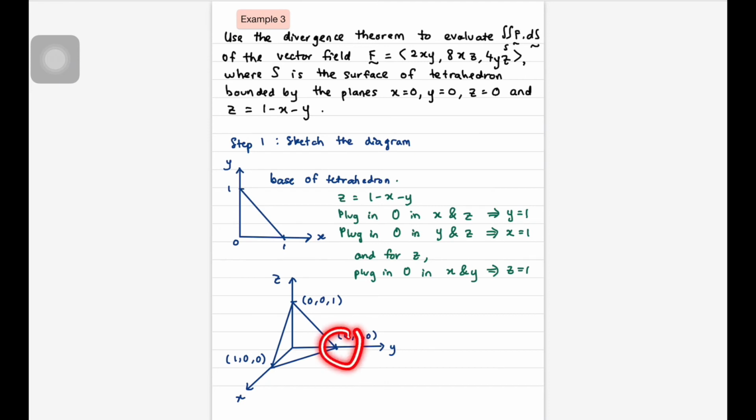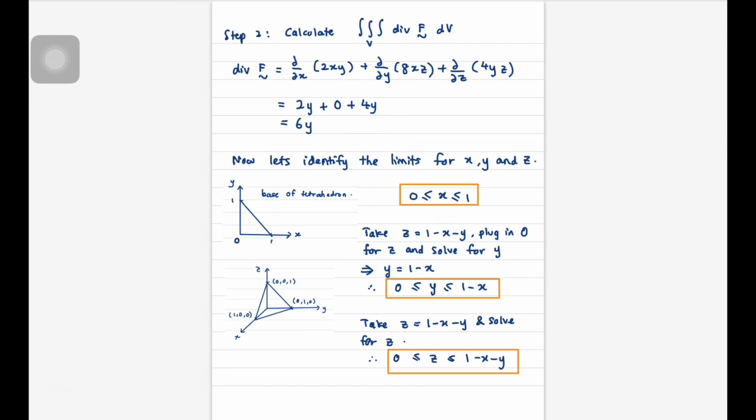For this value y, just plug in 0 for x and z into this z equation, so you get y equal to 1. And for x, similarly, just plug in 0 for y and z, so you get x equal to 1. And for z, plug in 0 for x and y, so you get 1. Okay, now let's calculate the volume integral of divergence F dV.